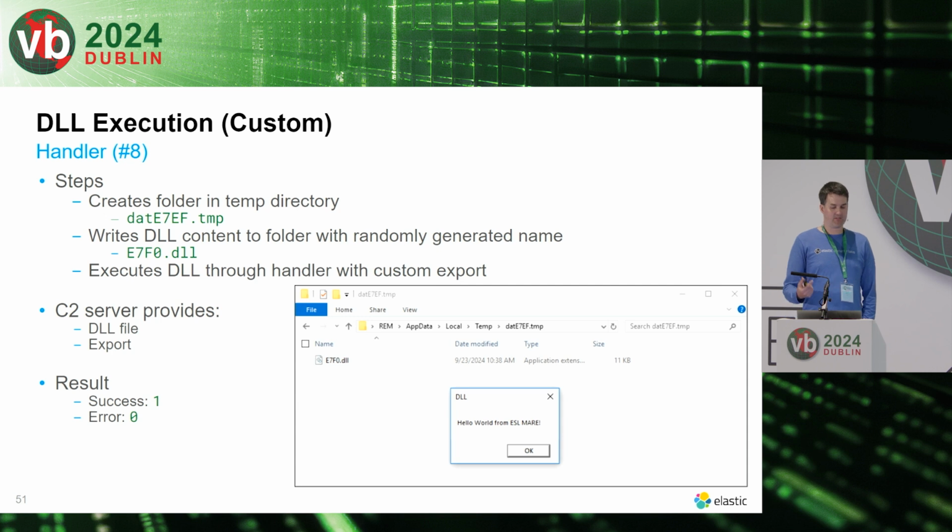And then they have handlers for DLL execution. So the attacker would come in, they provide their DLL from the server, and then they provide the export. And it's a similar setup. They drop the DLL in the temp folder with the DAT string, and then they execute it through there. And this is an example of using a script to emulate it.